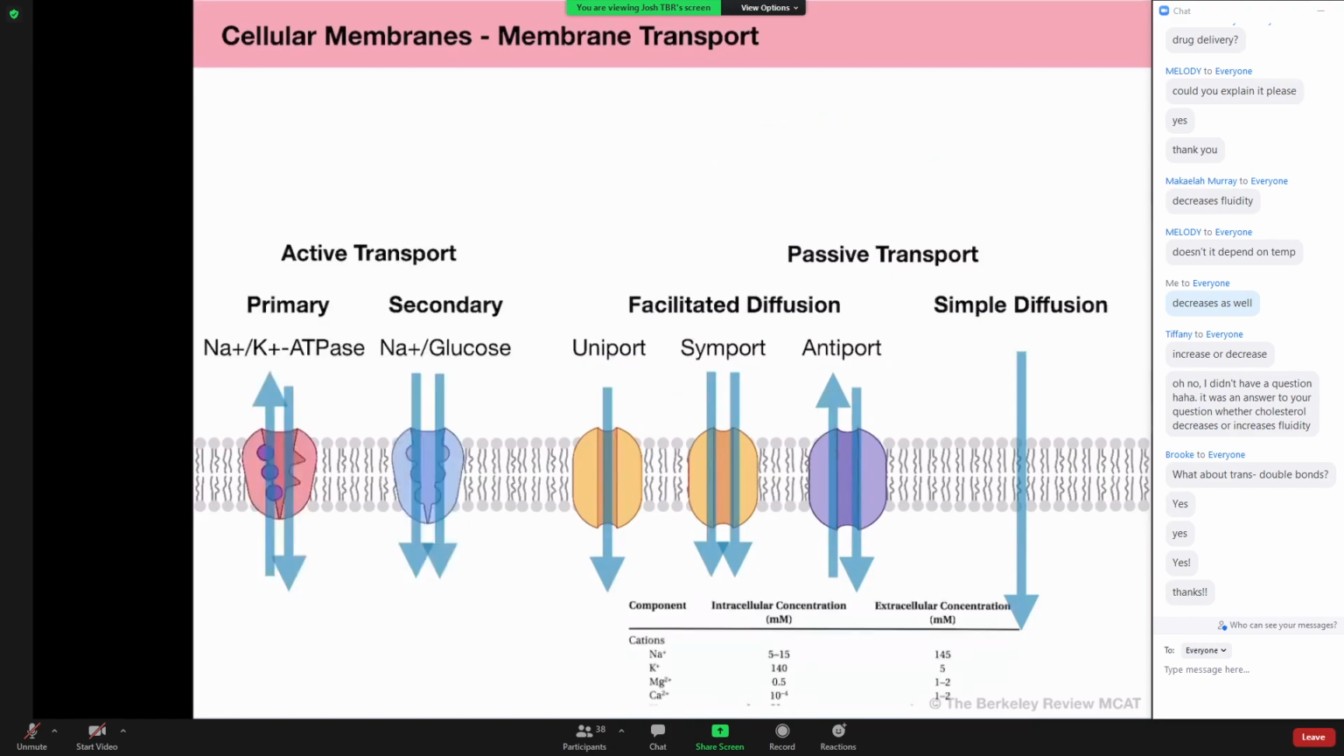Contrary to passive transport, you get something called active transport. This is when you're moving molecules, ions, whatever it is.